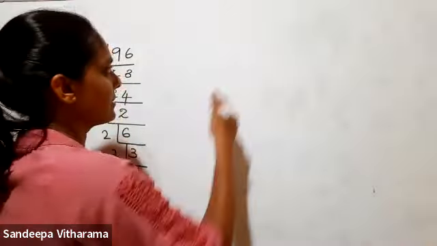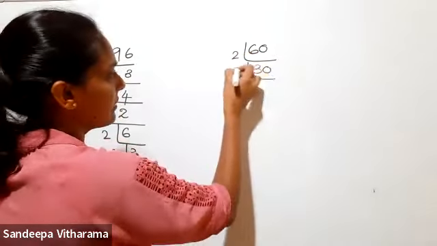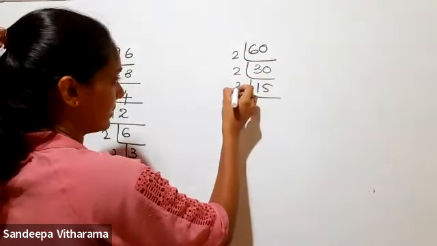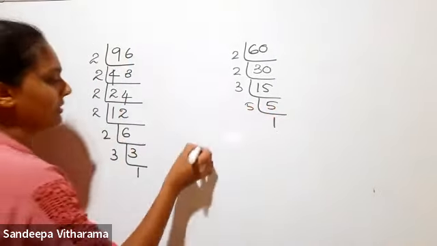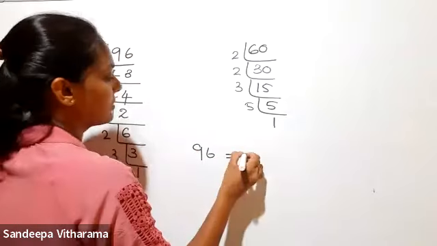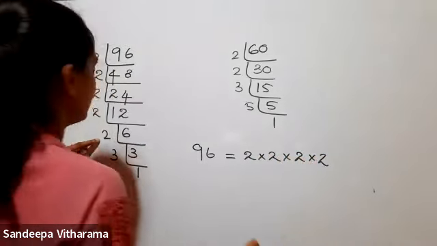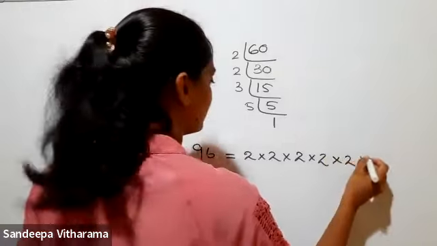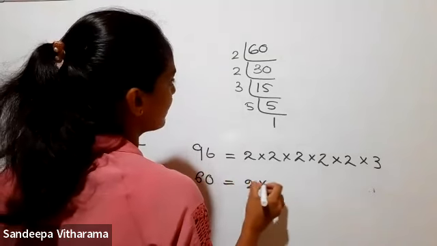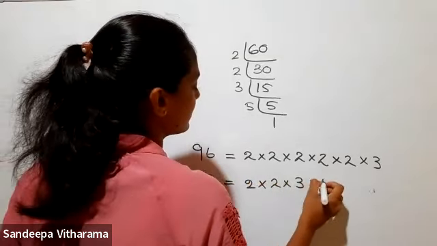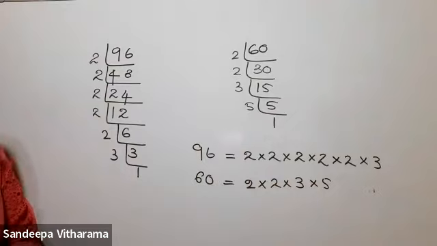Then we divide 60. Divide by 2, it's 30. Again divide by 2, it's 15. Again divide by 3, it's 5. Divide by 5, it's 1. Then 96 can be written as 2 into 2 into 2 into 2 into 2 into 3, and 60 can be written as 2 into 2 into 3 into 5. This is how we write these numbers as a product of prime factors.